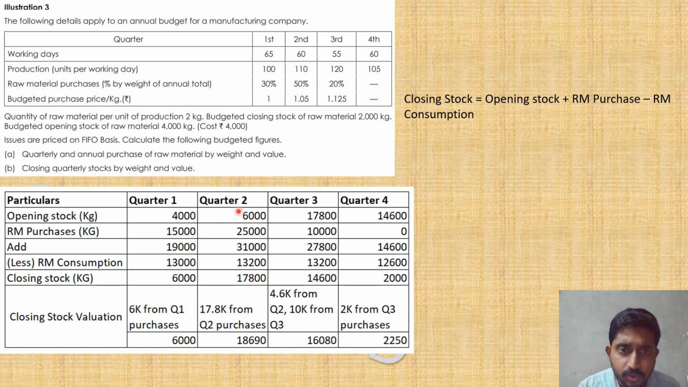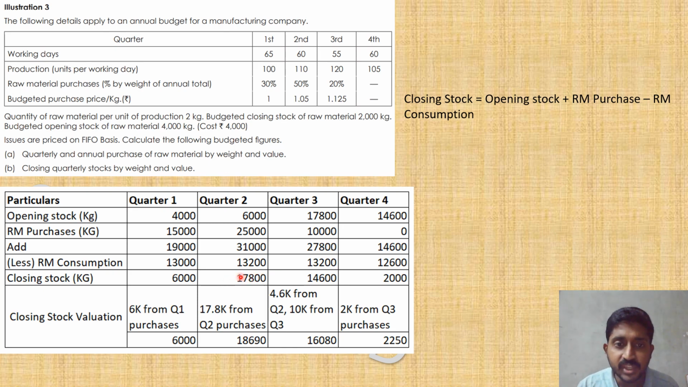Important thing, the closing stock that is coming from quarter 1 will be the opening stock in quarter 2. So 6,000 kg is the opening stock and everything is valued at 1 rupee, so the cost is 6,000 rupees. You are going to consume 13,200 kg and it is a first in first out mechanism. Which means the quarter 1 order will be consumed first and then only the quarter 2 purchases will be used. So all this 6,000 will be consumed in this 13,200 and all the stock that is left out will be the items purchased in quarter 2 itself.